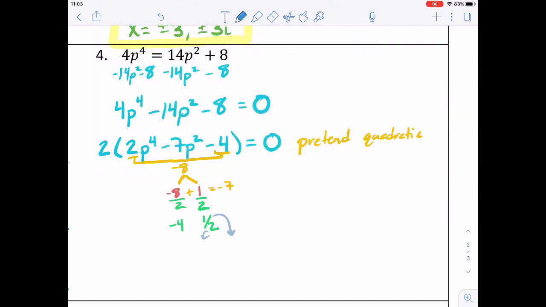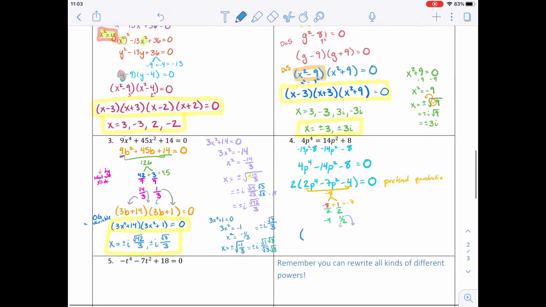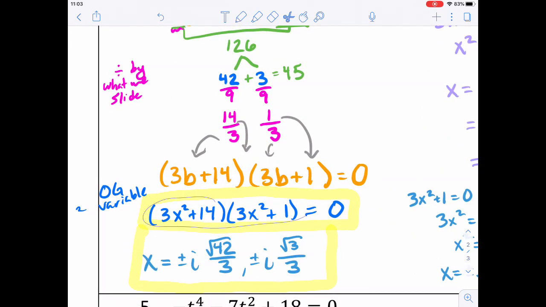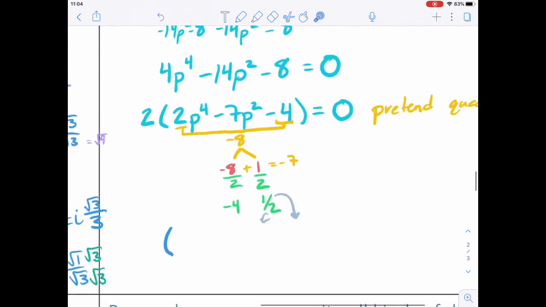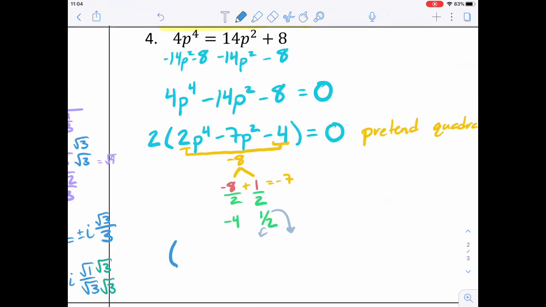Now, when I factor, I'm just going to remember that whenever we get these factors, they're squares instead of just x. So when I factor this one, instead of just p, let me use p squared. p squared minus 4. This one is going to be 2p squared plus 1. Don't forget, if you have a GCF, to pull it down. So we also have this 2 in front.